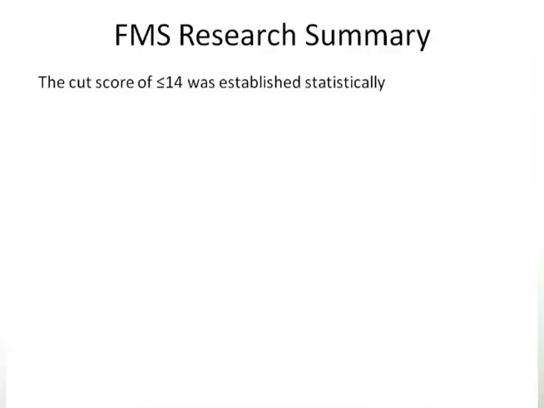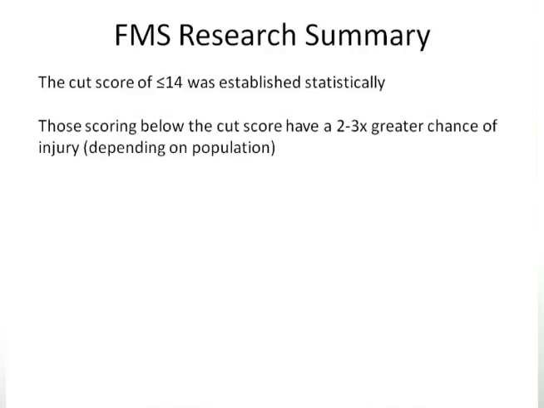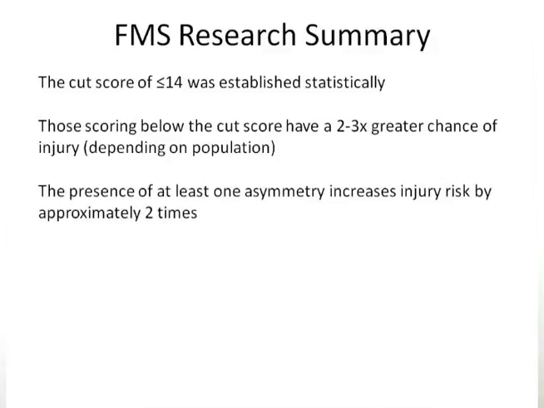So, research summary to close this up. Here's what you've got to know. The cut score for the FMS, that threshold score, was not a guess, it was statistically driven. Scoring below the cut score, you have a 2 to 3 times greater chance of injury depending on the population. The presence of at least one asymmetry on the movement screen increases your risk by approximately 2-fold.